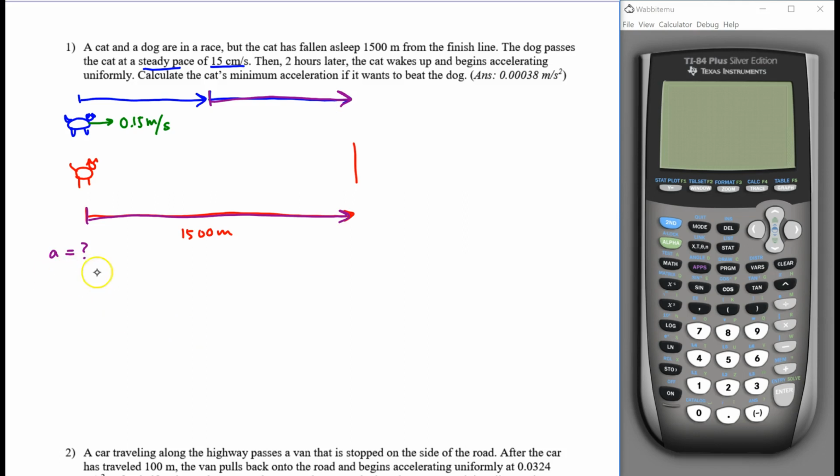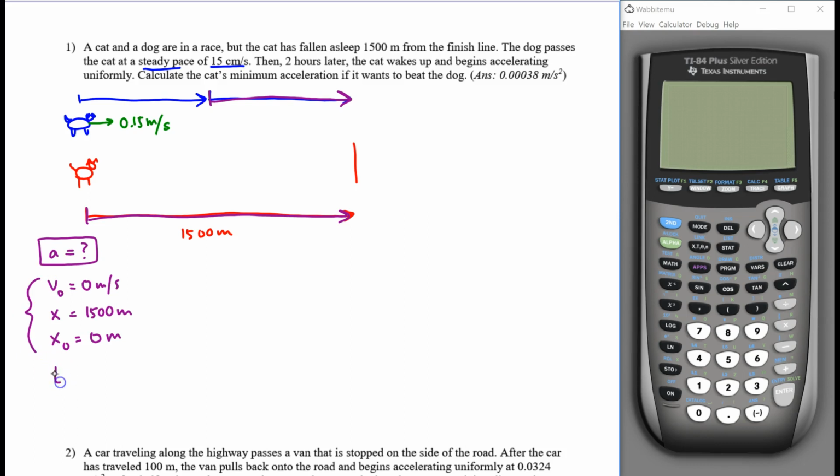I know I need to use the big four equations to find the cat's acceleration. But right now I don't have enough information. I know the v0 is 0 because the cat starts at rest. I know the distance is 1,500 meters. And the start position of the cat we could call 0. But I need something else to find the acceleration. This alone is not enough to start using the big four.